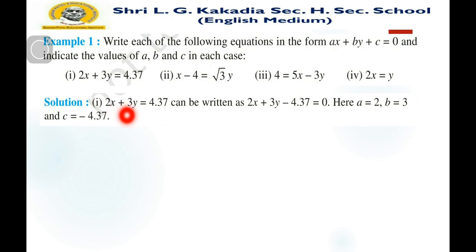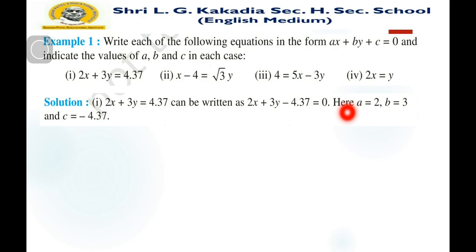Now we are given 2x plus 3y is equal to 4.37, which can be written as follows: we move all the values from the RHS to the LHS. So 2x plus 3y is already in this form. We just have to move 4.37 to the LHS. Here it is positive, so if we move it to the LHS, we get minus 4.37 is equal to 0. And you can see that it is the form as given here.